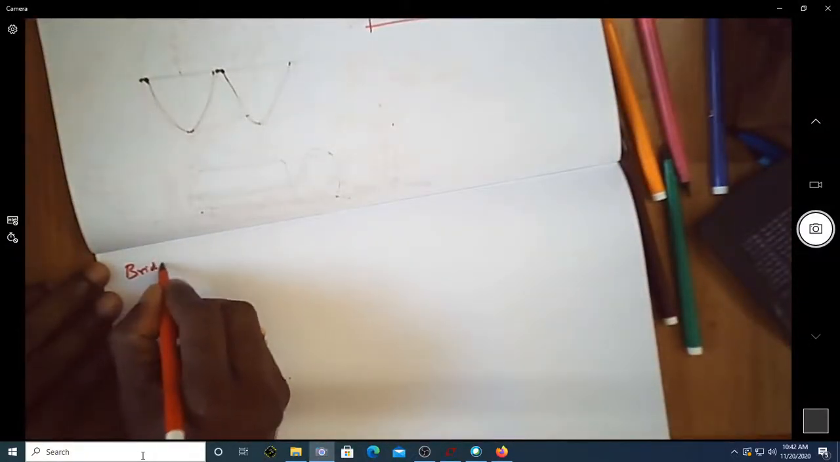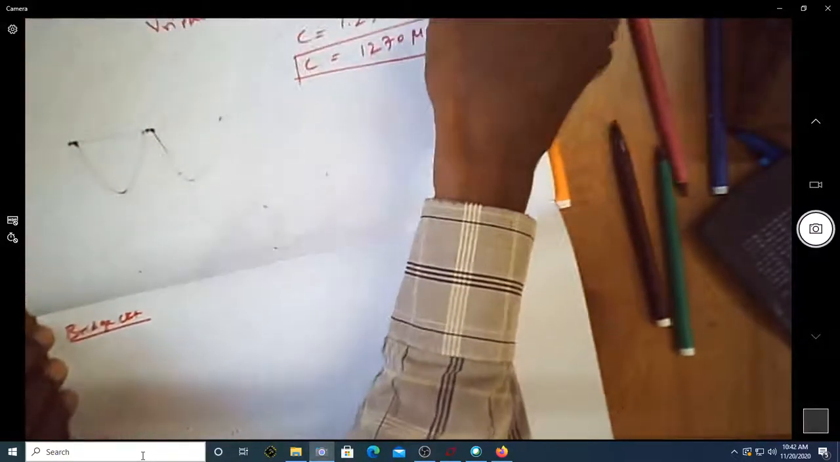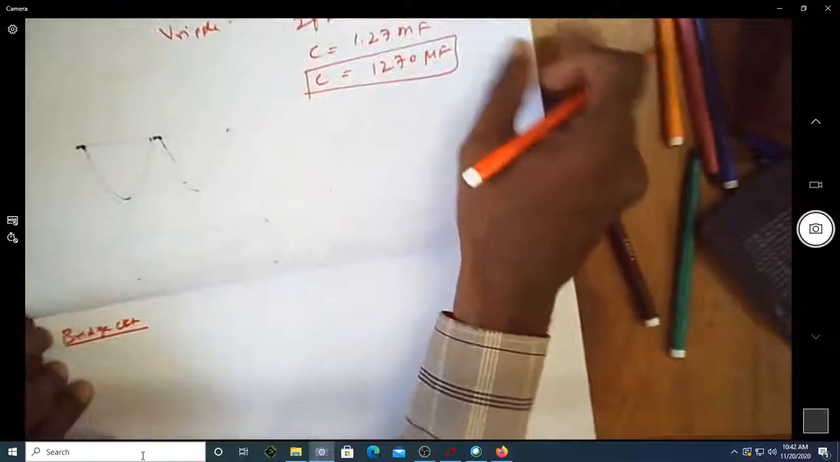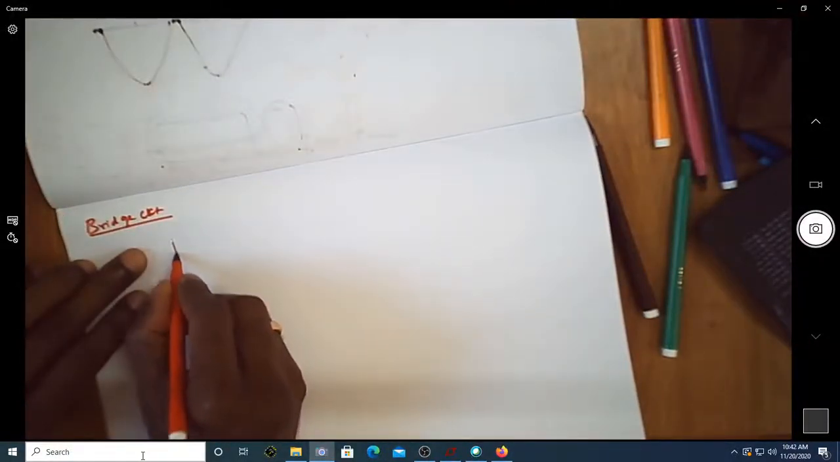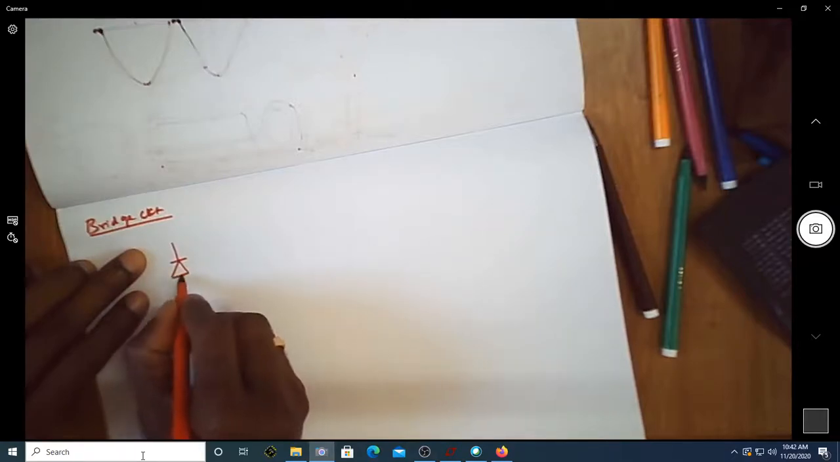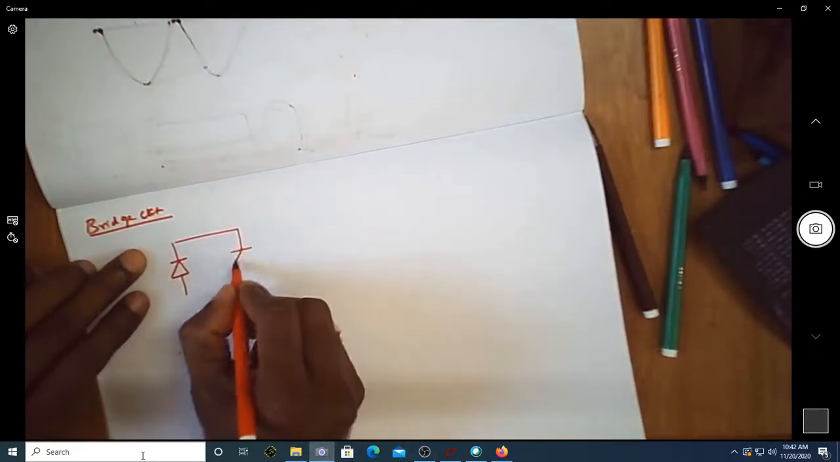Let me write it for the bridge circuit. It is again very simple. The only thing is that there is a small change in your expression for V ripple, otherwise it is the same. So let me write the bridge rectifier circuit. So this is my bridge rectifier.